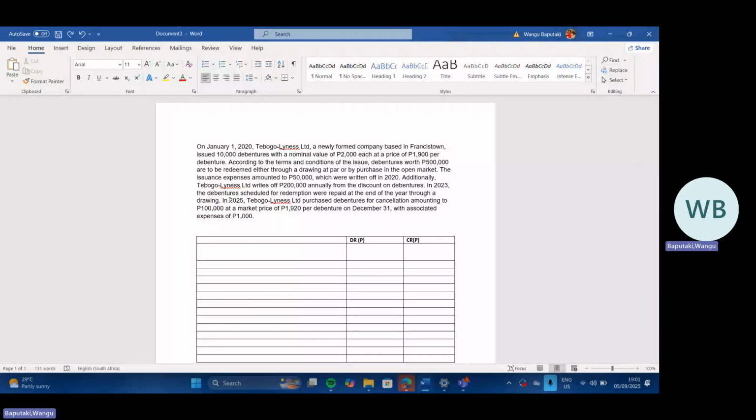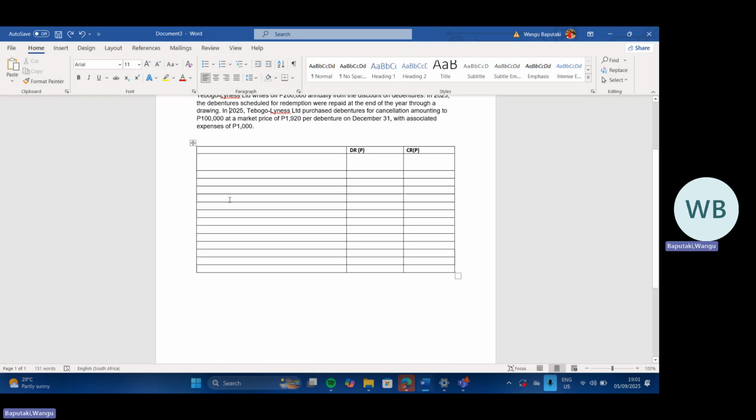I'll be redoing the debenture question we did in class on Wednesday for the benefit of others who did not manage to attend that day. So the question is above. I'll start with the workings that are necessary when we are starting this type of question.